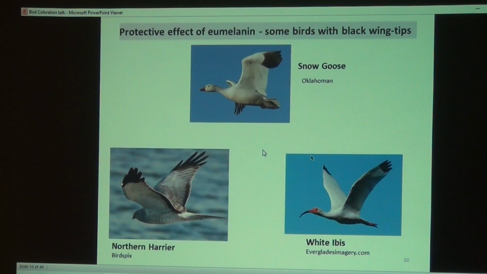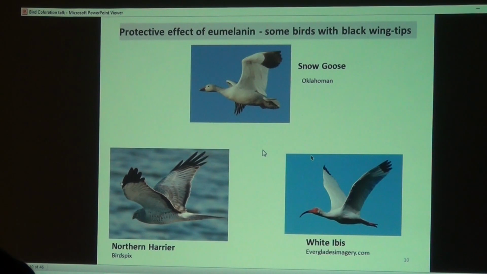There was a bird, I can't remember, it was a shearwater, I think. It was typically a black bird. And somebody found an albino shearwater. And its feathers were a mess. And it couldn't fly, and eventually it died. It was because it lacked the melanin that was protecting the feathers.